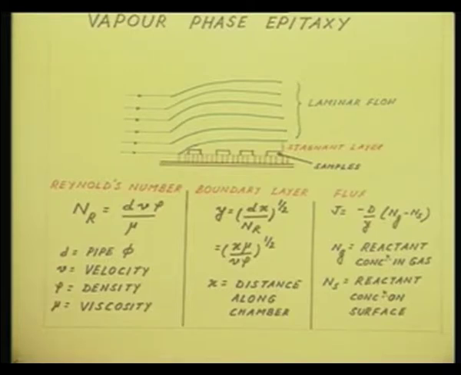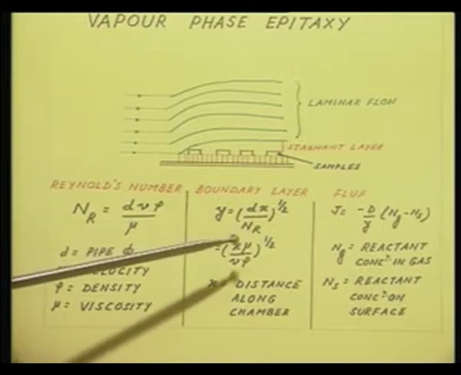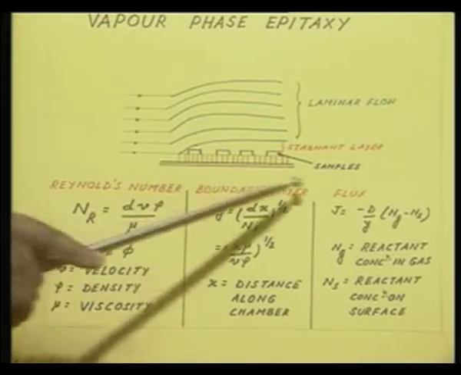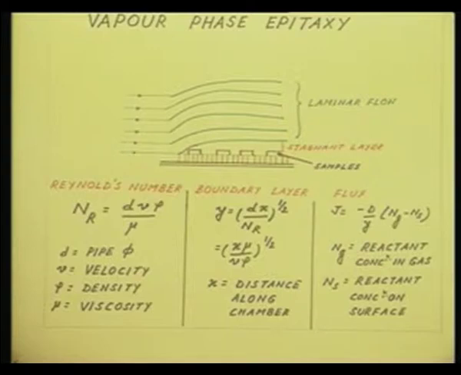Now, you see, I cannot do much about mu and rho. These are material properties, the viscosity and the density of the gas. X is the distance along the chamber and V is the velocity of the gas flow. These are the things which may be in my control. So, essentially what this equation tells me is this, that as I move along the epitaxy chamber, the width of the stagnant layer is going to increase.